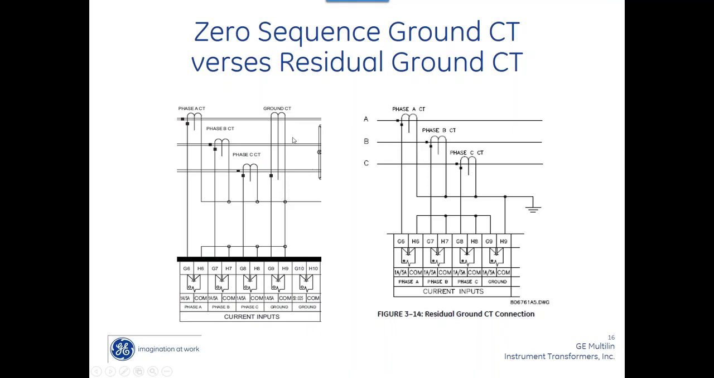If I don't have this ground CT, what you can do is wire the 3 CTs in what's called a residual connection and run it through the ground connection. So that's a way for me to actually read the ground current if I don't have it. Now, are these equivalent in accuracy? Which is better, 0 sequence or ground CT? Somebody want to tell me? 0 sequence. Very good, Chris.